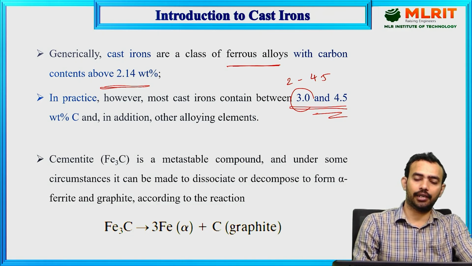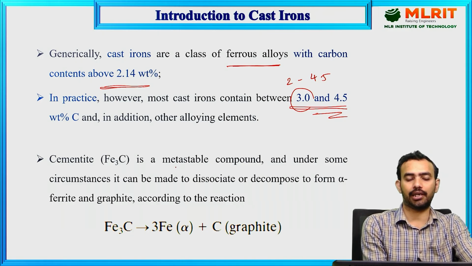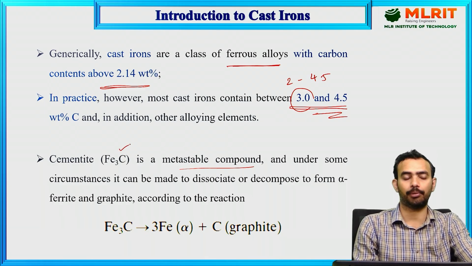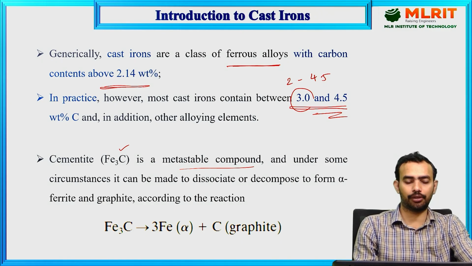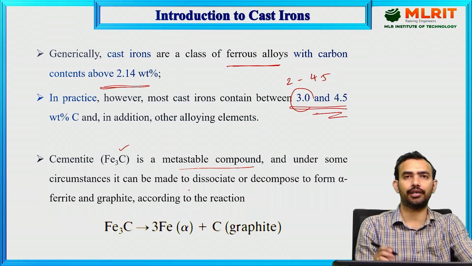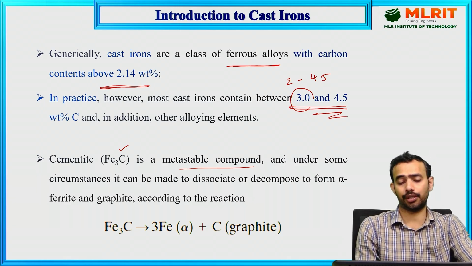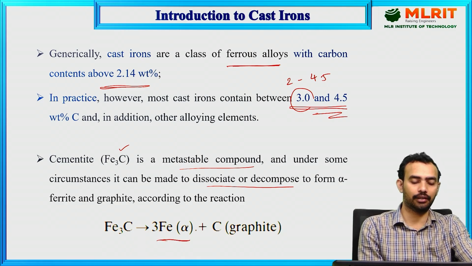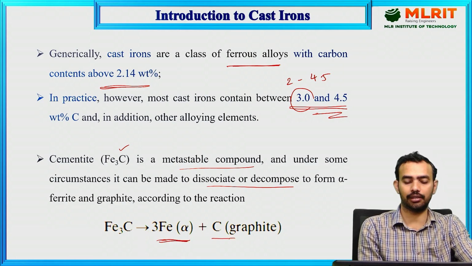And cementite, as we have discussed, cementite is a metastable compound. So Fe3C, iron carbide, is called cementite. Cementite is a metastable compound which is not stable at room temperature. Under certain circumstances, it can dissociate, or it can be decomposed. Under certain conditions, it can be decomposed into two: one is ferrite, that is alpha ferrite, and the other is graphite.